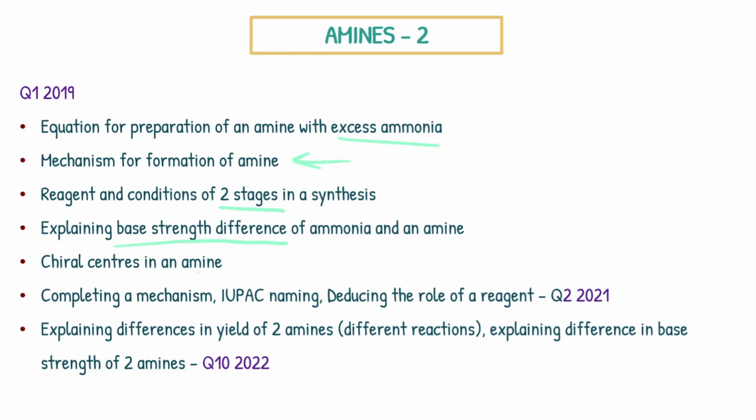And then you had a question about chiral centers in an amine, just identifying them if I remember correctly. And then you had to complete a mechanism here, IUPAC naming of a product. I can't remember, I'm assuming it's a product. And you had to deduce the role of the reagent. Okay, a specific reagent here. Can't remember which one it was, but check out question 2, 2021.